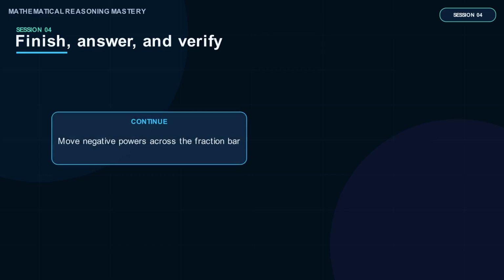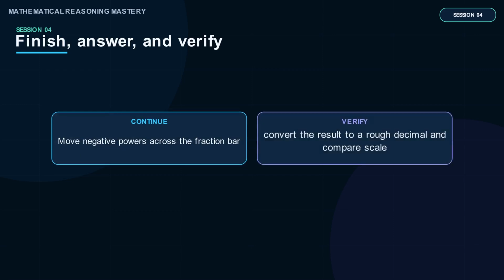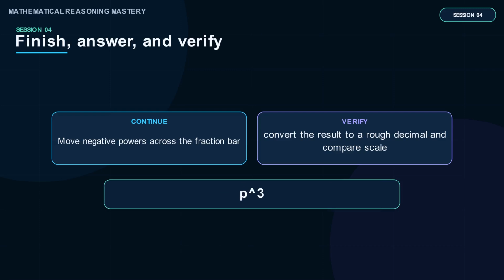The explanation supports one option without relying on its position. The mathematical conclusion is p cubed. State it with any required units, interval notation, or restrictions. The final answer is p cubed. Compare it with the exact target and reject any choice that represents a common intermediate step. Verify from another direction. Convert the result to a rough decimal and compare scale. The check should use evidence independent of the original calculation whenever possible.